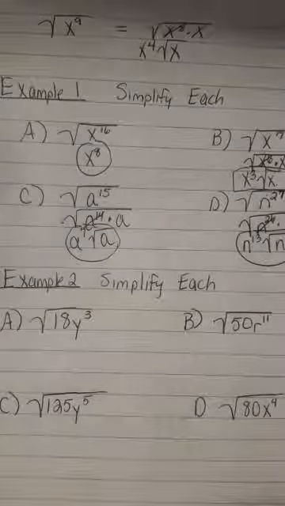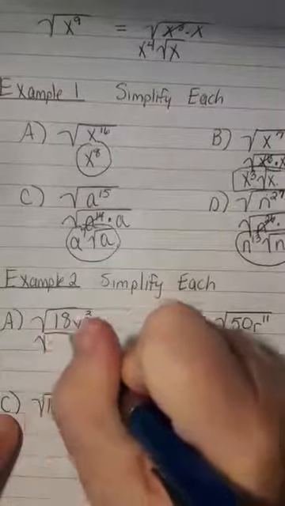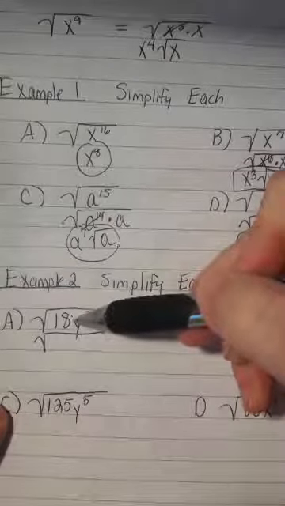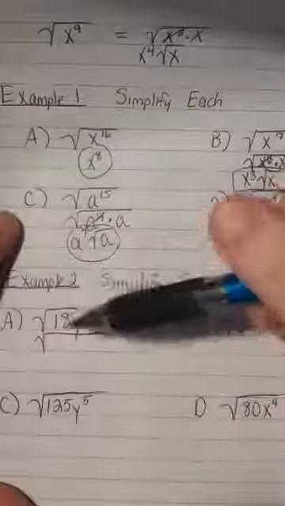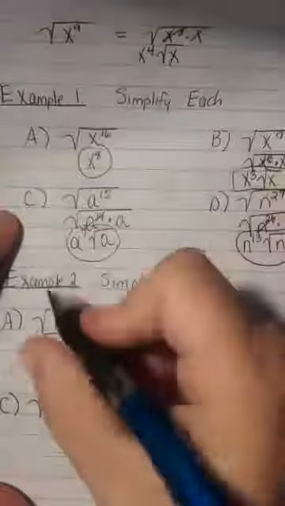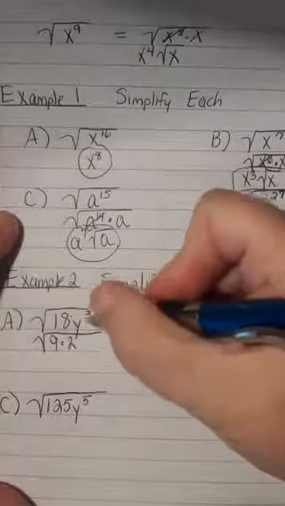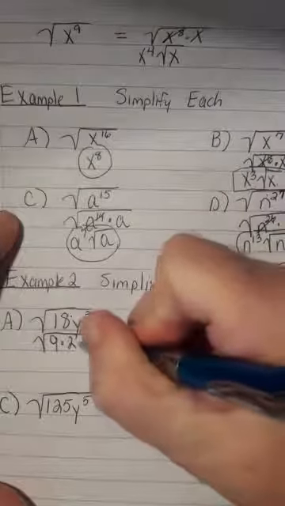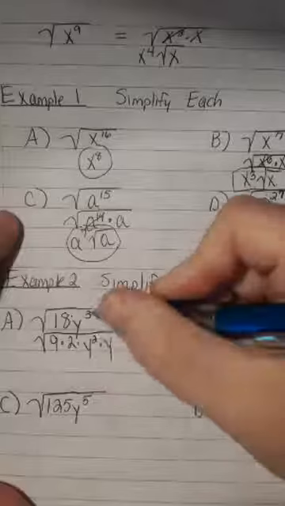Okay, so for this first one, the square root of 18y to the 3rd, we're going to factor. Remember, when you're factoring 18, you've got to think of the largest perfect square that divides into 18. On Monday's lesson, I gave you a list of perfect squares that you need to memorize, so it will help you with this. The largest perfect square that divides into 18 is 9. So we're going to factor 18 as 9 times 2. Then moving over to the variable, we have to factor y to the 3rd. You're going to factor it as y to the 2nd times y to make y to the 3rd.